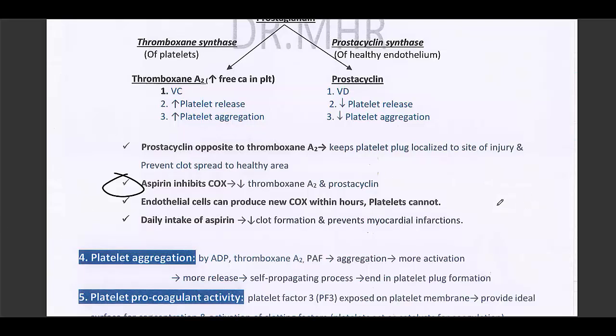Myocardial infarction means that a part of the heart has died because of the loss of oxygen, because a thrombus is stuck inside the blood capillaries. Okay.